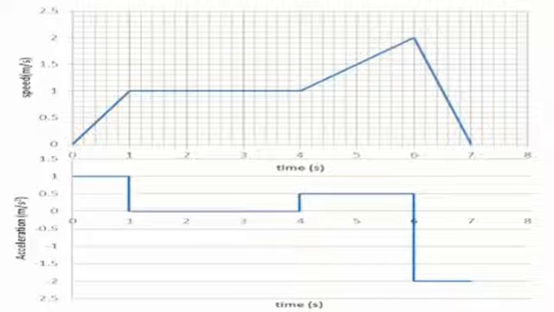Because the acceleration is equal to the change in speed divided by the change in time, we can use the gradient of this graph to find the acceleration at any point. Similarly, the gradient of a displacement versus time graph is equal to the value of the speed at any point.